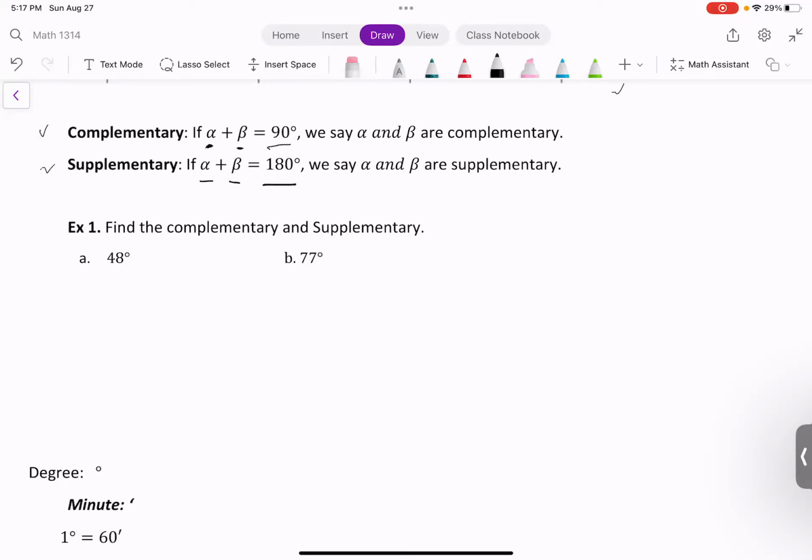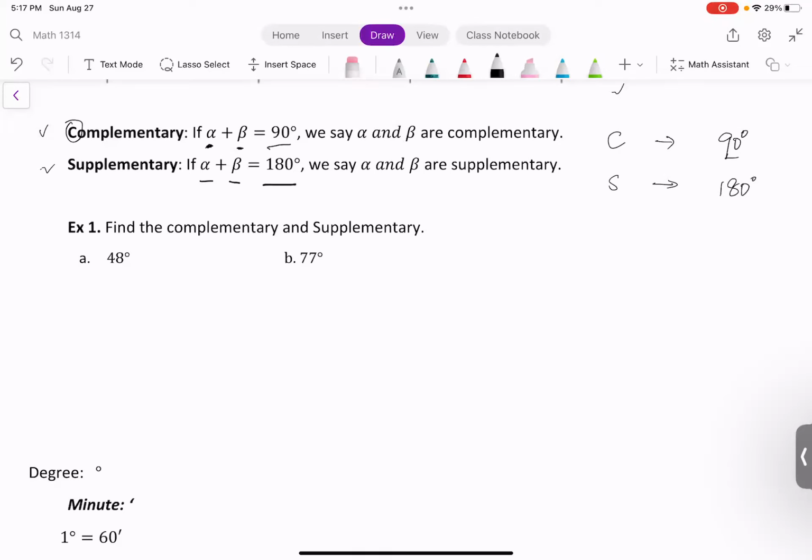These two definitions confused me a little bit, because sometimes I don't know which one is complementary and which one is supplementary. But in the alphabet, C comes first. So complementary, C comes first, means the sum of the two equals 90, the smaller number or smaller angle. And S comes later in the alphabet than C. So that means two angles whose sum equals 180.